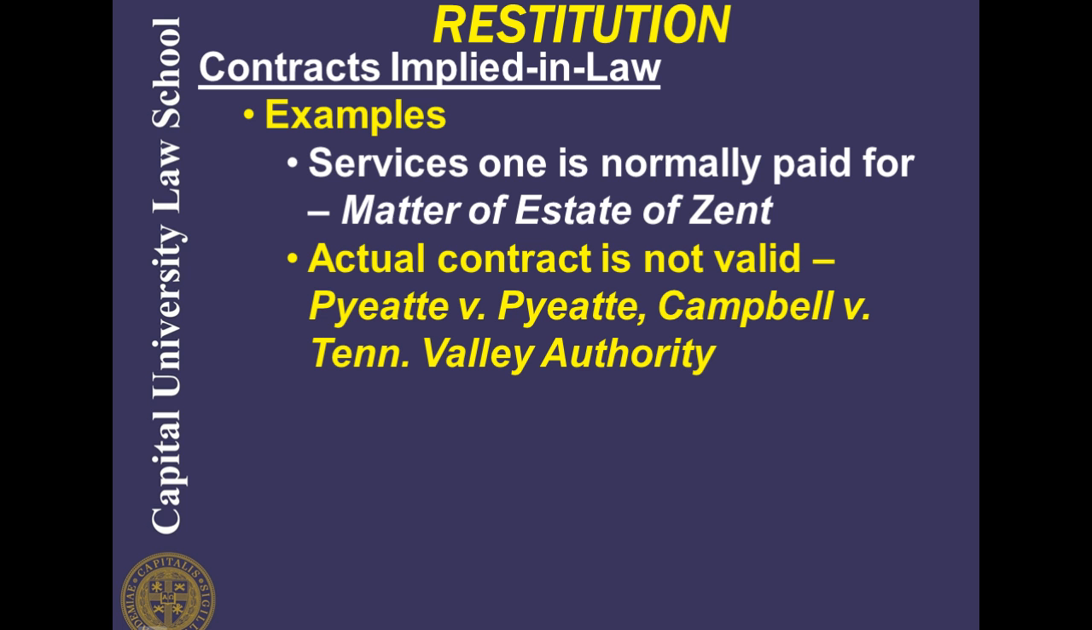Again, we saw this in Payet versus Payet, where the court said that the terms between the parties, a husband and wife, were too indefinite to find a real contract. Or in Campbell versus Tennessee Valley Authority, where the court found that the party contracting on behalf of Tennessee Valley Authority did not have the authority to enter into the contract, that it was beyond his agency authority, and therefore there wasn't a valid contract.